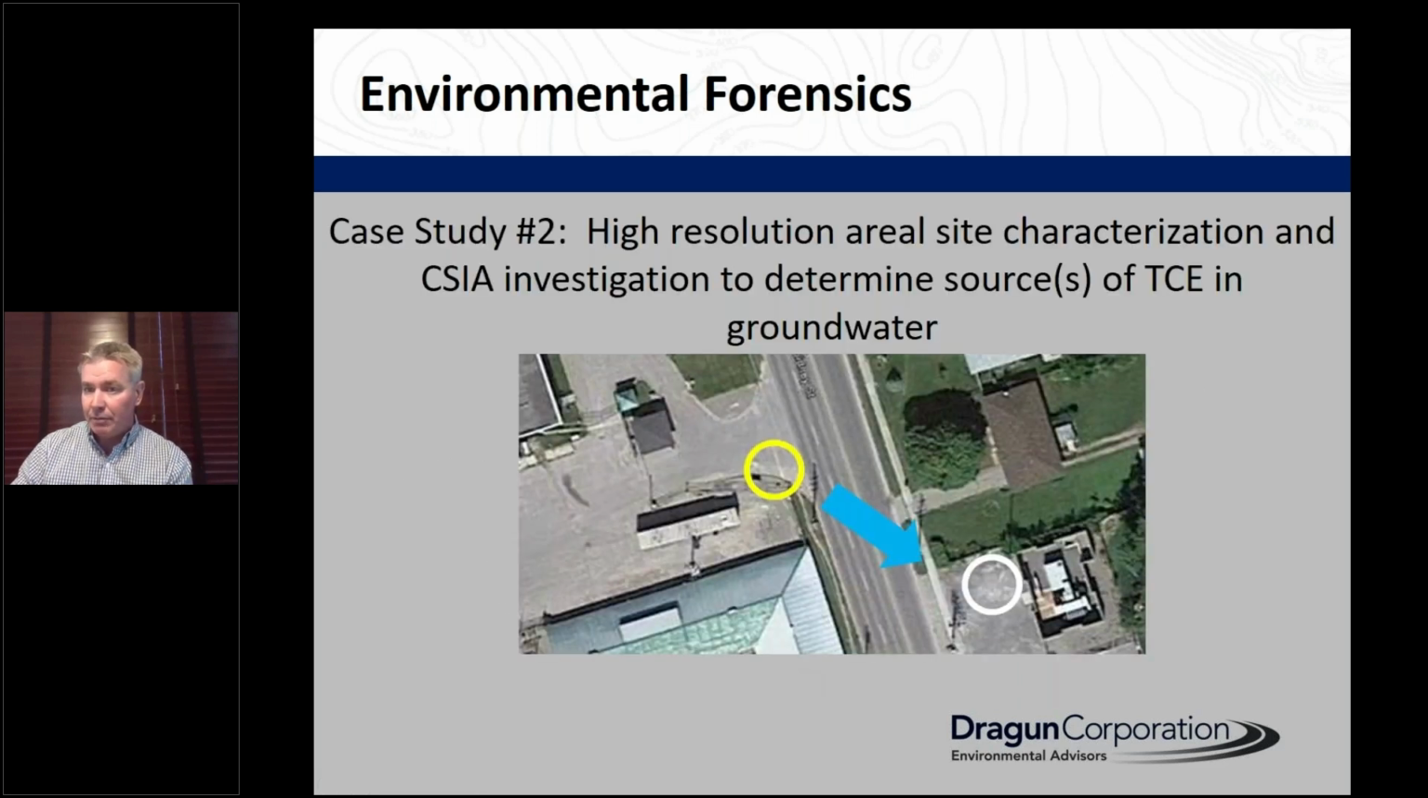At this point, I'm going to give the presentation back over to Mike, and he's going to talk a little bit about our second case study.